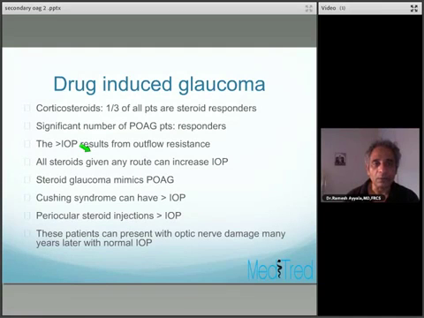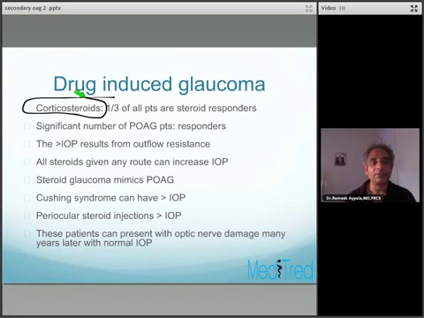Drug-induced glaucoma. This is an interesting topic in itself. Corticosteroids. We use steroids for almost everything in ophthalmology. You do cataract surgery, you want to use steroids to suppress inflammation. You have uveitis, you do that. You have trauma, you use this. Allergies, you use steroids. So steroids are being used more and more in treating a variety of conditions in the eye.